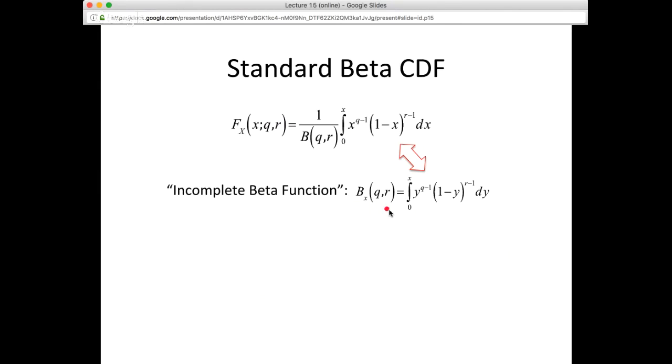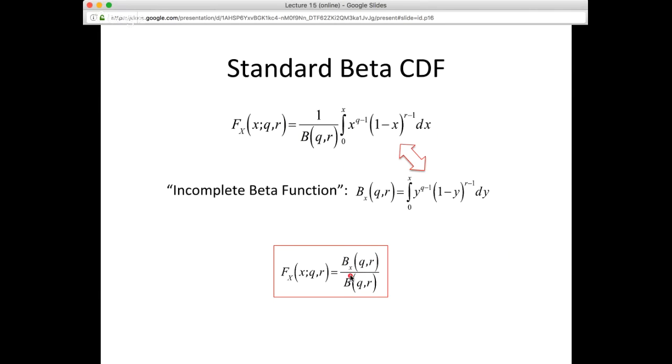And the incomplete beta function, B sub x of Q, R, is a little different than the beta function, which is just B of Q, R. So you've got that x in the subscript here. Basically it just denotes that there is an upper limit, x, to the integral. And anyway, that incomplete beta function is exactly equal to this integral included in the standard beta CDF. The reason that's important is that we can basically replace the integral with an incomplete beta function. And so we have this really nice result for the CDF for the standard beta, which is just the ratio of the incomplete beta function to the beta function.